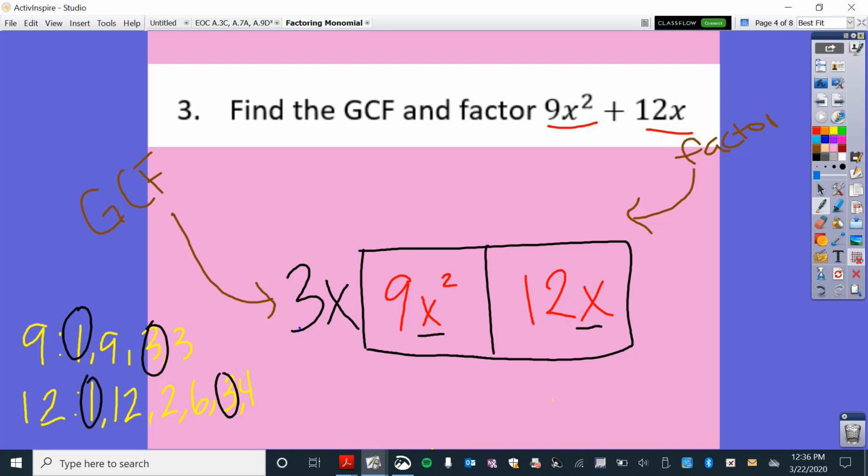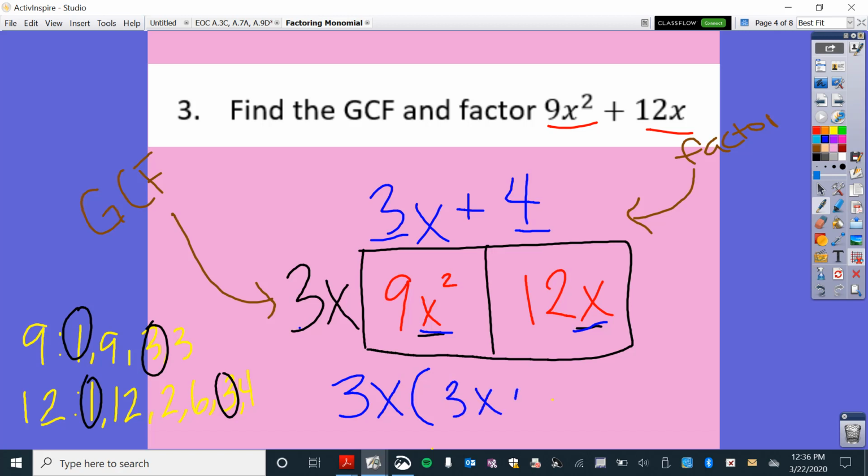So 3 times what up top gives you 9? 3. If I have one x, but I see I need 2 of them, I need one more x. Then 3 times what is 12? 4. I have one x, I only need one x, so do I write one? No. So my final is 3x, the left side, parentheses, what's up top.